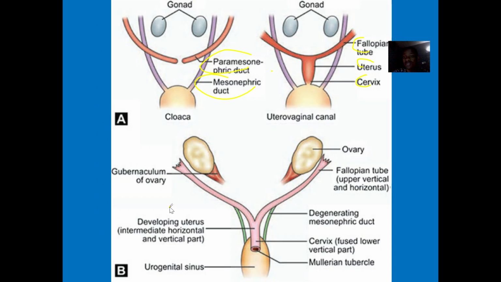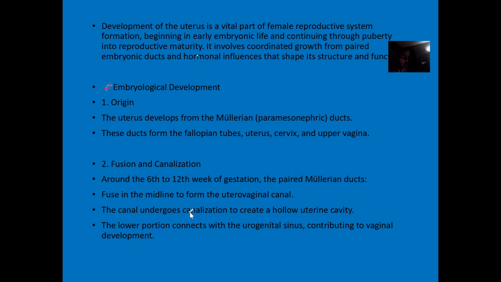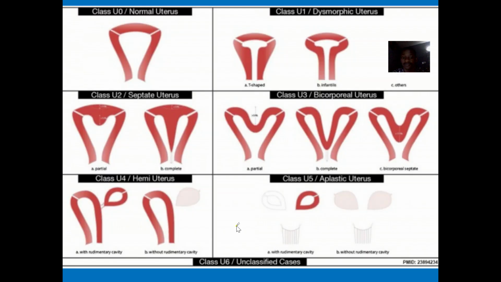So fusion and canalization is around week 6 to 12 of gestation. They fuse in the midline. They become the uterovaginal canal. So the canal undergoes canalization to create a hole that becomes the uterus. The lower portion connects with the urogenital sinus, contributing to vaginal formation.